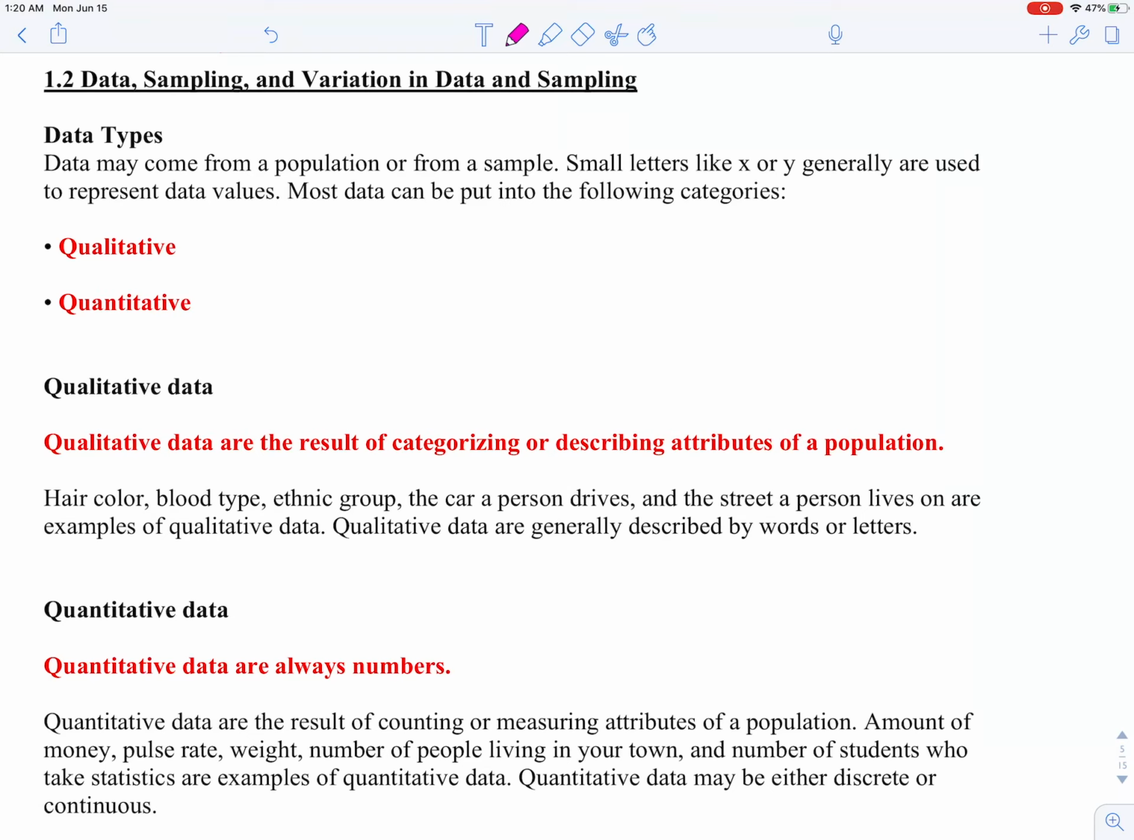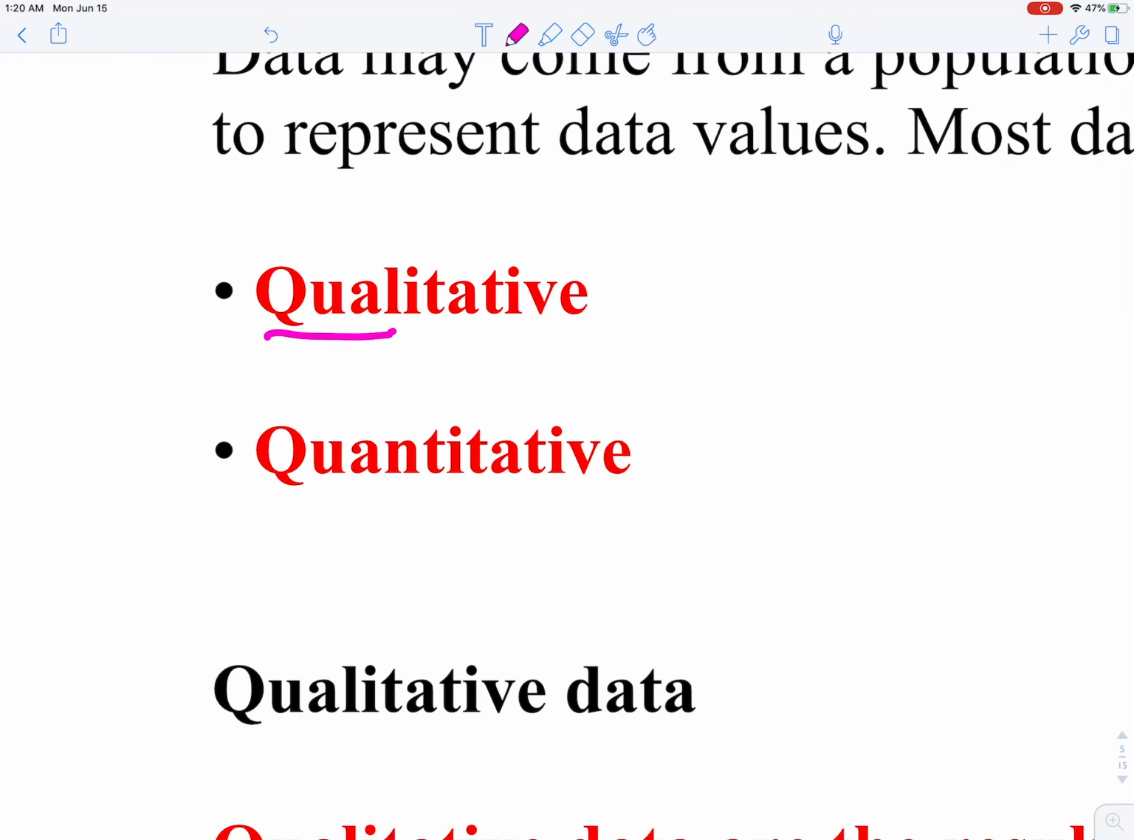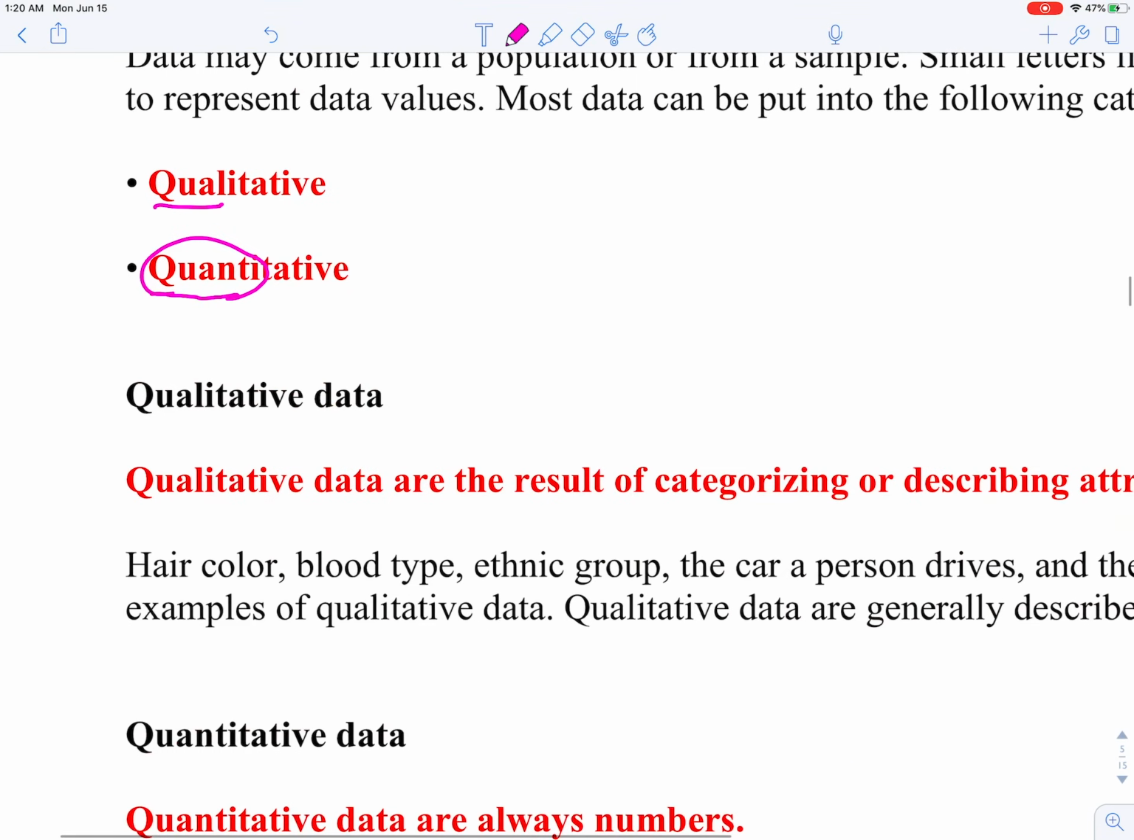Most data can be put into the following categories. We have these two categories right here, qualitative and quantitative. Again, let's let the words help define them. Qual, that's like a quality, right? So that's that categorical data again. So qualities, color, type of vehicle, that kind of stuff. Then we have quantitative, so quantities, numerical data, right?